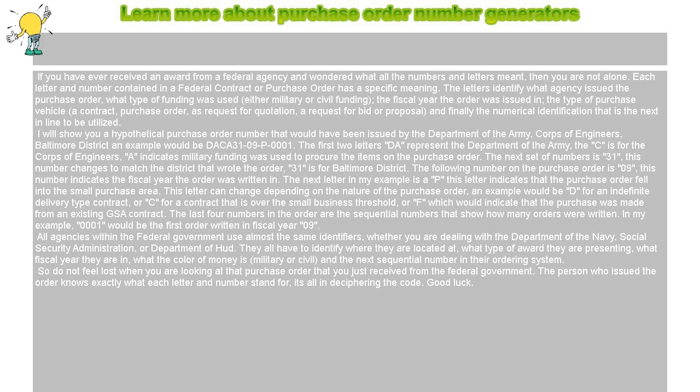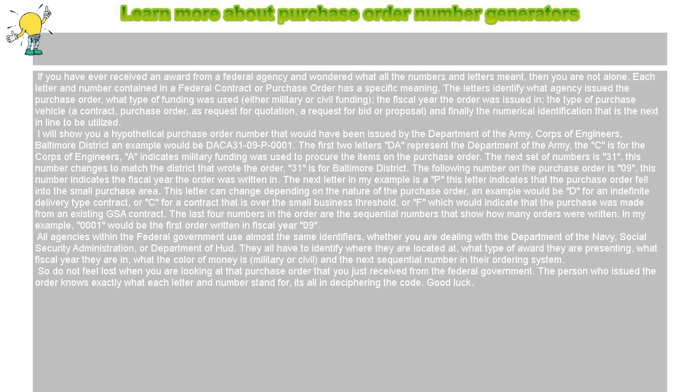The last four numbers in the order are the sequential numbers that show how many orders were written. In my example, 0001 would be the first order written in fiscal year 09.